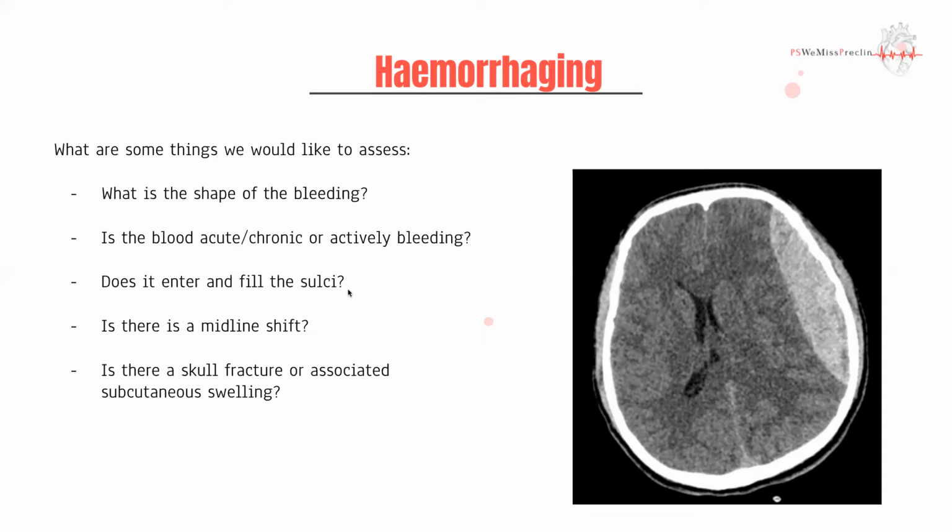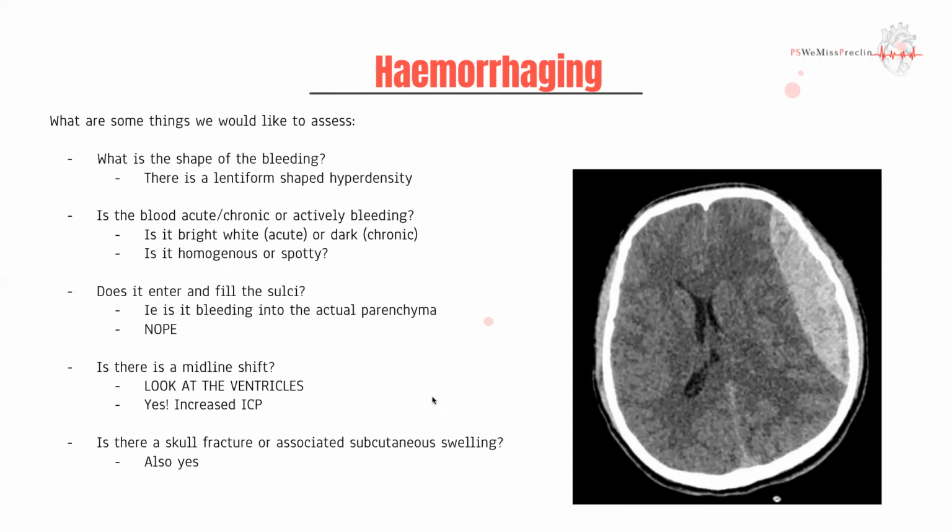So a few questions I would like you to ask yourself next time you see a CT brain. If you suspect a bleed, firstly, what is the shape of the bleed? Is the blood acute or chronic or actively bleeding? Does it enter the sulci, and sulci being the tiny grooves in the parenchyma? Is there a midline shift? And that's commonly seen by looking at the ventricles and seeing if they're shifted to one side or the other. And is there a skull fracture that you can see that might explain the bleeding, or any subcutaneous swelling, which commonly accompanies a skull fracture?